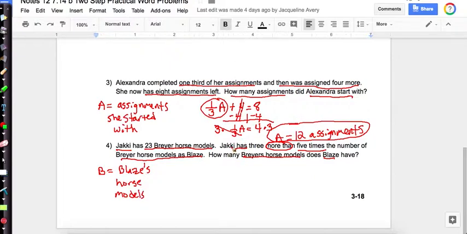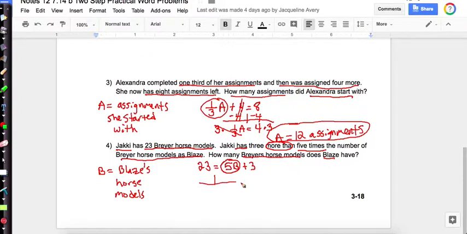Okay, because this is Jackie has, that means Jackie equals. And we know that Jackie equals 23. So 23 equals, because Jackie has 23 horse models, 3 more than 5 times the number Blaze has. Remember, more than is a switch around, so we're going to send the plus 3 to the end. So how do I write 5 times Blaze? Good, 5b. And remember, we sent the 3 to the end, so 5b plus 3. Now again, it doesn't matter if I write 5b plus 3 equals 23 or 23 equals 5b plus 3. It's the same thing. Circle the variable.